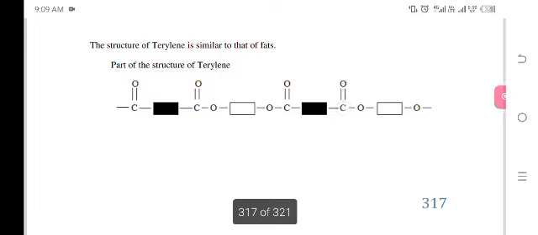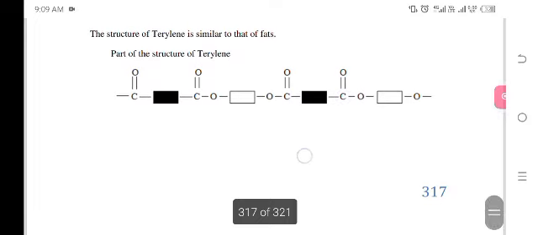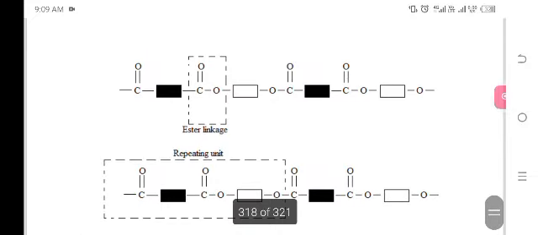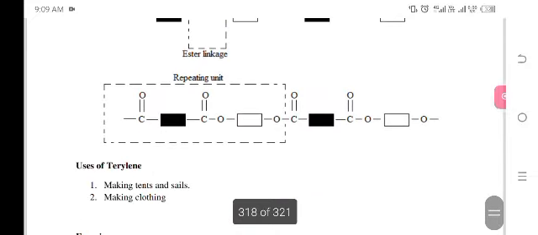hence they are called polyesters. Okay, this is the ester linkage here. Also here I'll send you something to show where water is being eliminated, the actual reaction taking place. I'll show it to you.